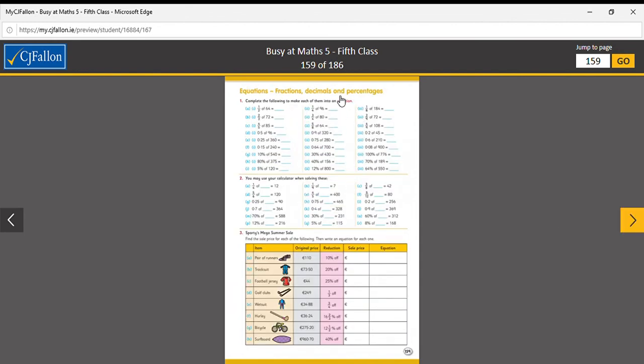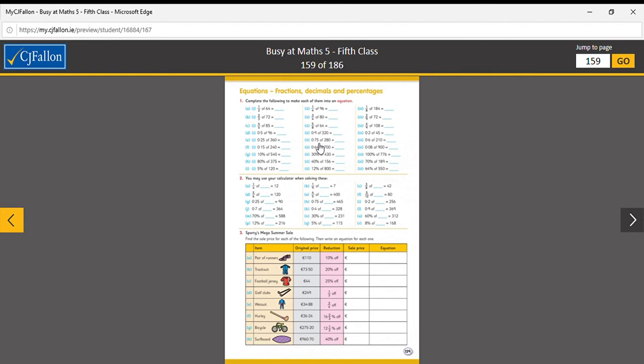So here, fractions, decimals and percentages, and you're doing equations. So these look like just normal sums, don't they? Very, very simple. So whenever you see of, you're going to be dividing, aren't you? So half of 64, that's going to be 64 divided by 2. 0.9 of 320. So you're probably going to find 0.1 first by dividing by 10, and then you'll multiply your answer by 9. Okay?